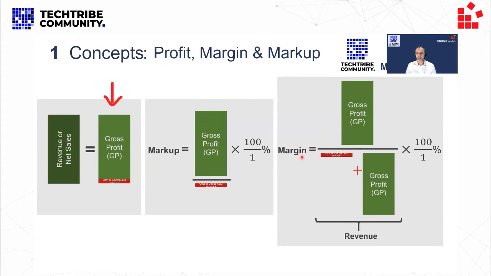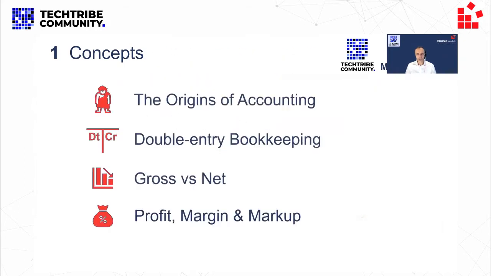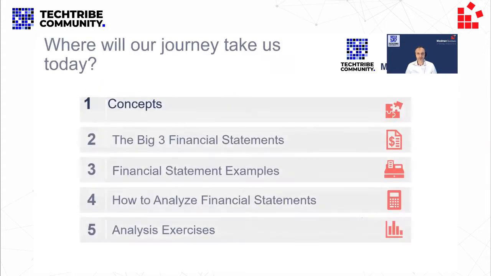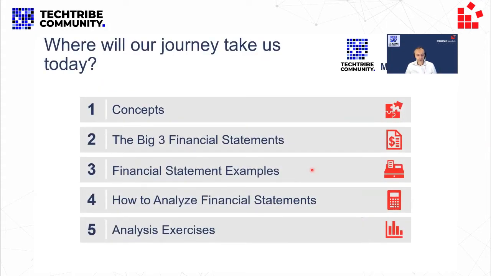It's a clear metric, and because it's always a fraction of 100%, everybody can relate to that. If we say my gross margin on my service is 40%, everybody understands what that means. Good, so that's the end of this session, profit, markup, and margin. And really the concepts that I wanted to cover that you need to understand to be able to read and understand your financial statements. So we can now move on to the big three financial statements.